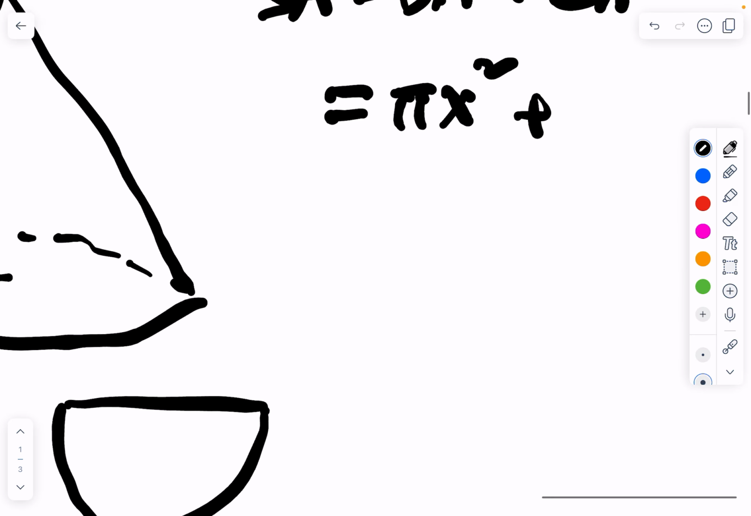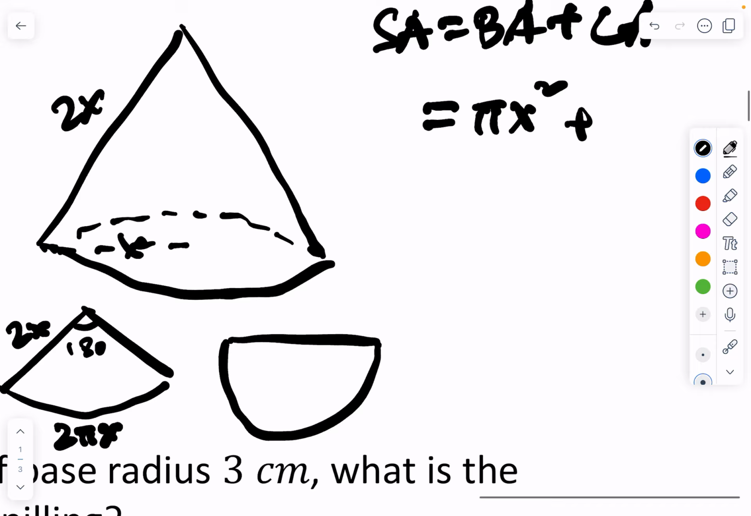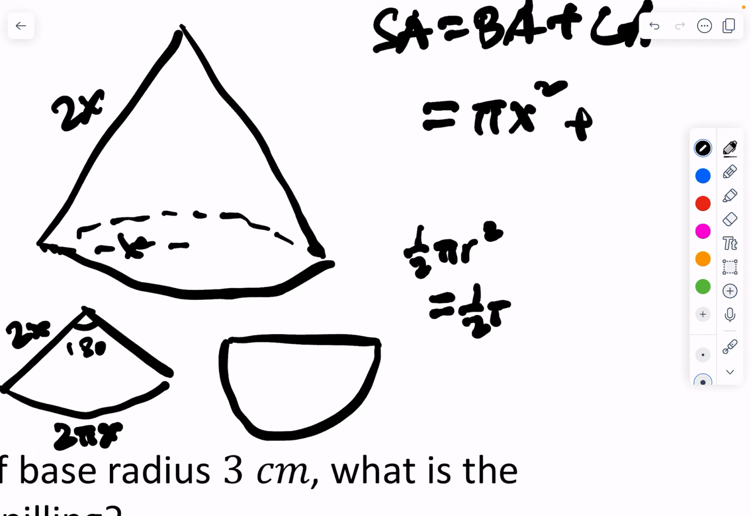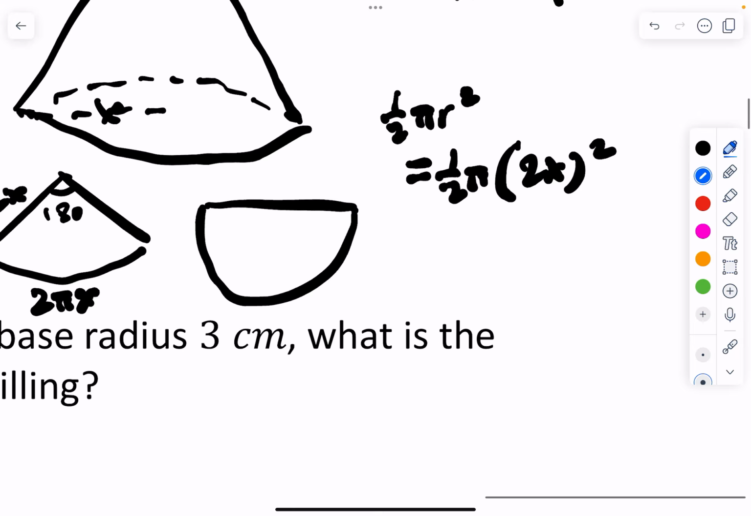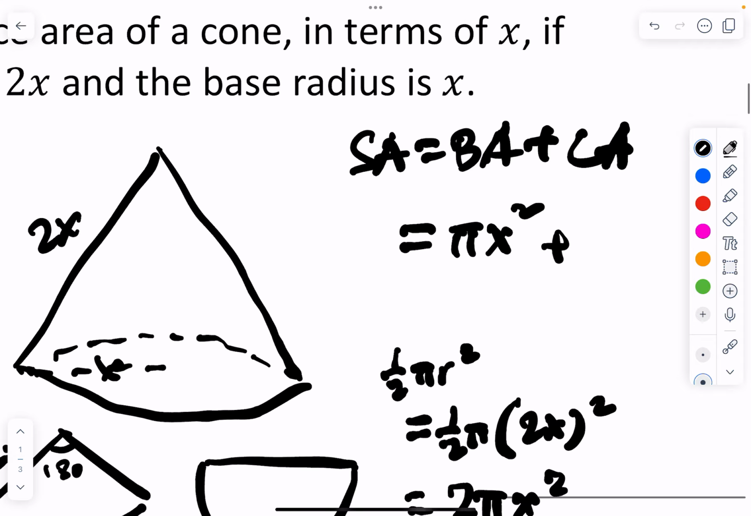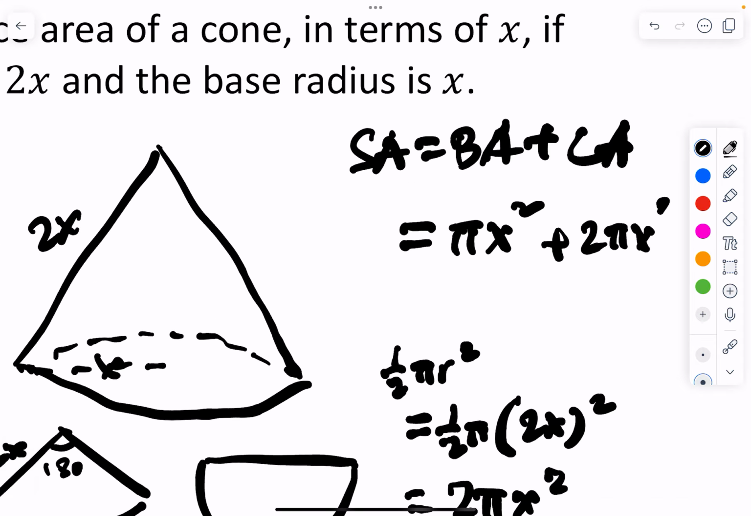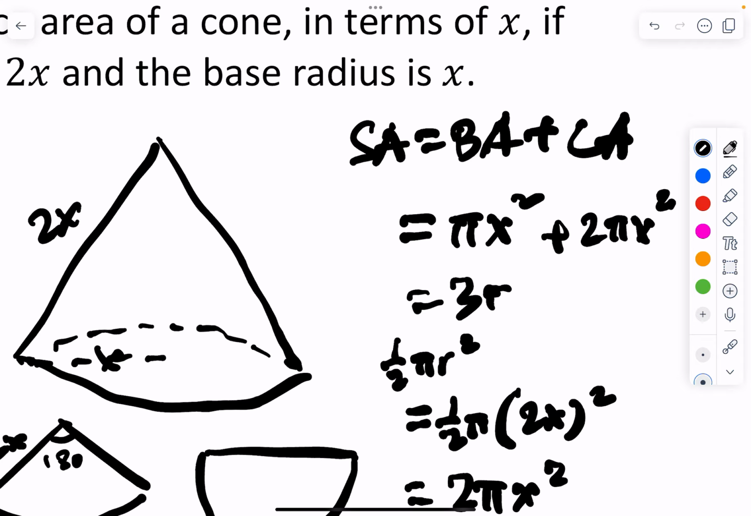And then to find the area, we would just use half pi r squared, which is equal to half pi (2x) squared. And in here, be careful. When you take 2x squared, you have to also square the 2 as well as the x. You can't just simply only square the x. This would give you 2 pi x squared, which would be equal to 3 pi x squared.